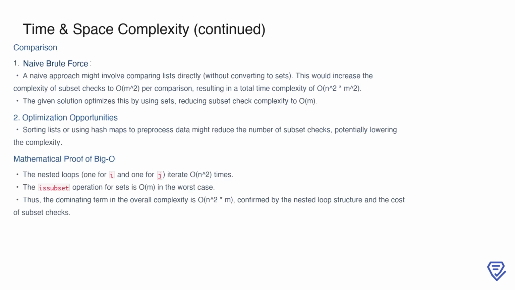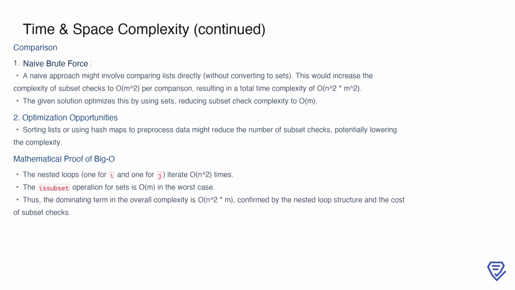To understand the efficiency of this solution, let's compare it to a naive brute force approach. A naive method might involve directly comparing lists without converting them into sets. In such a case, a single subset check would require O(m^2) time, as each element in one list would need to be compared to all elements in the other list. This would lead to an overall time complexity of O(n^2 * m^2), which is significantly worse than the O(n^2 * m) achieved by using sets. By leveraging set operations, the current solution optimizes subset checks to O(m) per comparison.